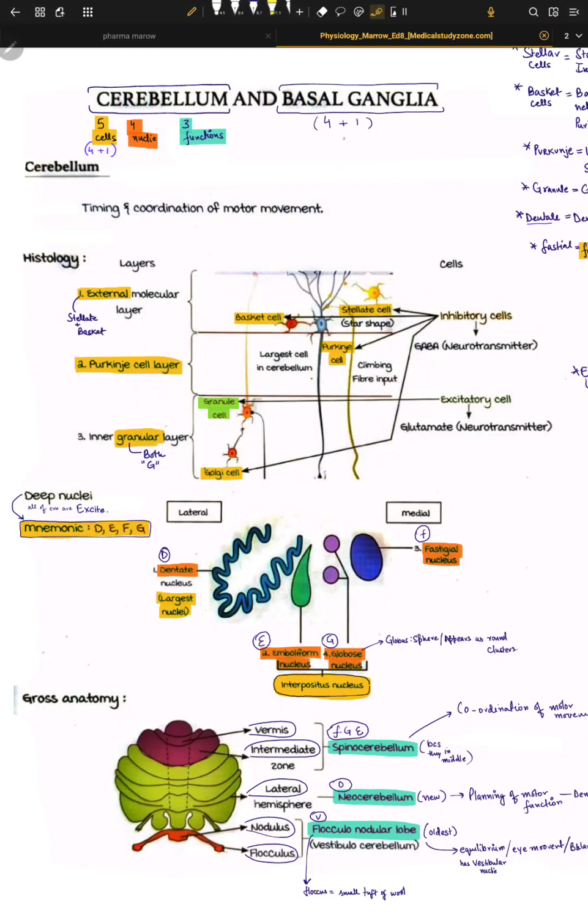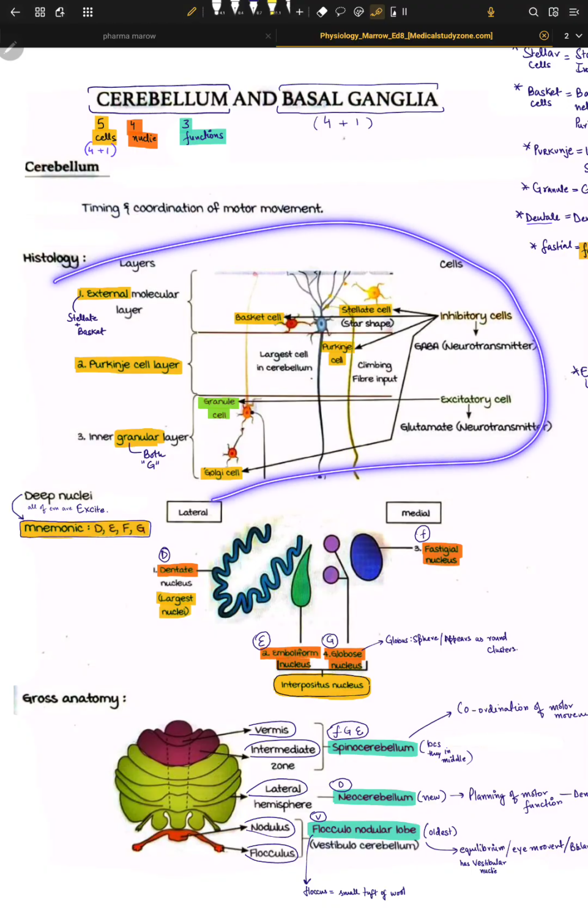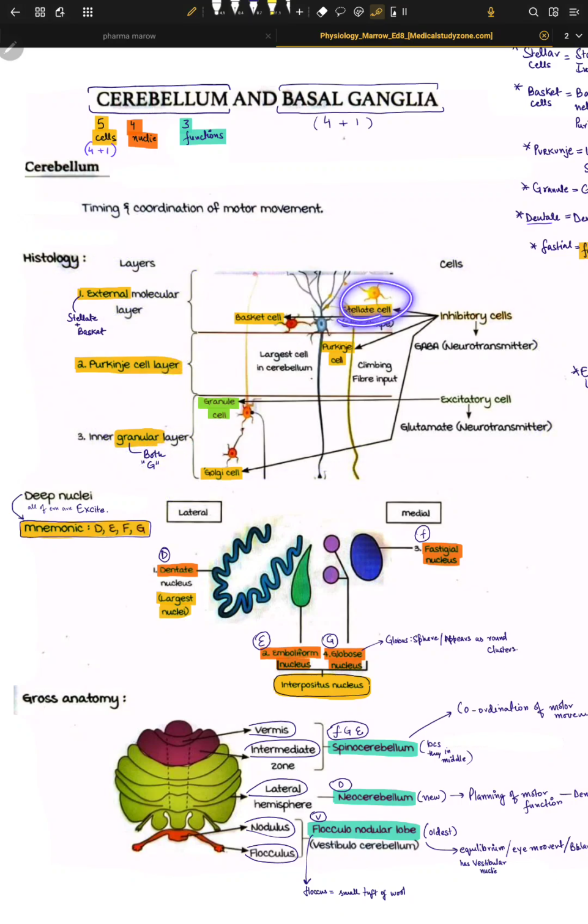It's very simple. It's not. It's very simple. Cool. So these are all the histology. We have 3 layers: external molecular layer, Purkinje layer, inner granular layer. We have stellate cells, Purkinje cells, basket cells, Golgi cells, and the positive granule cells. GABA for the inhibitory ones, and glutamate for granule.